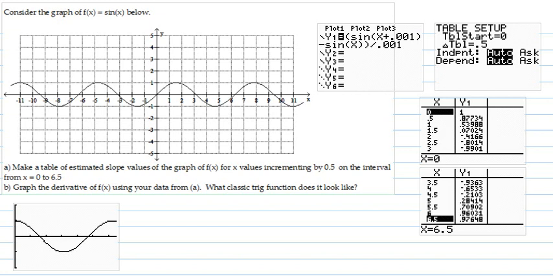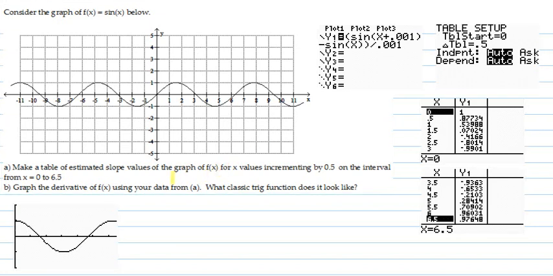Here we're going to try to find out the graph of the derivative of sine of x. So we're told to make a table of estimated slope values of the function, incrementing by 0.5 from 0 to 6.5. So let's start at 0.